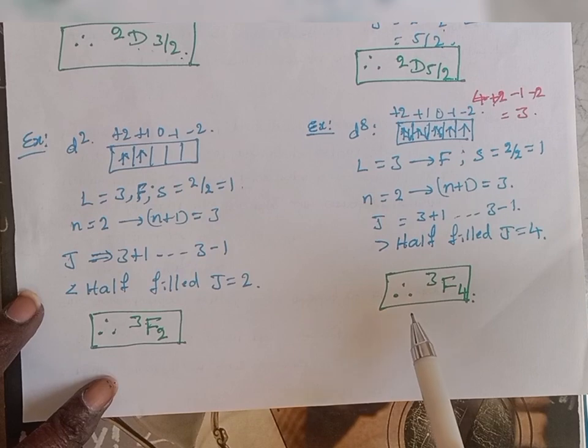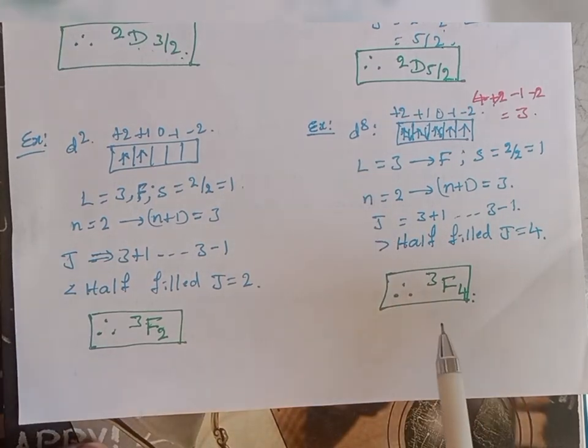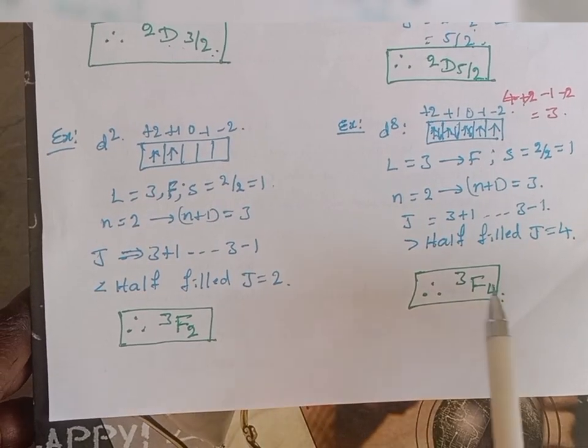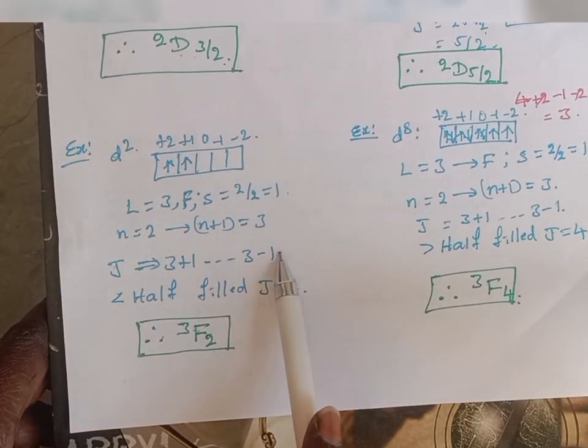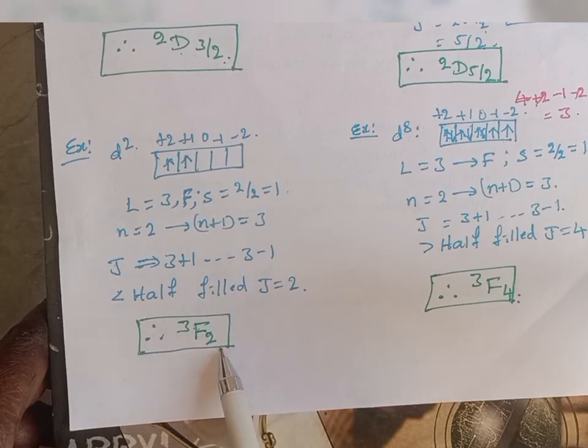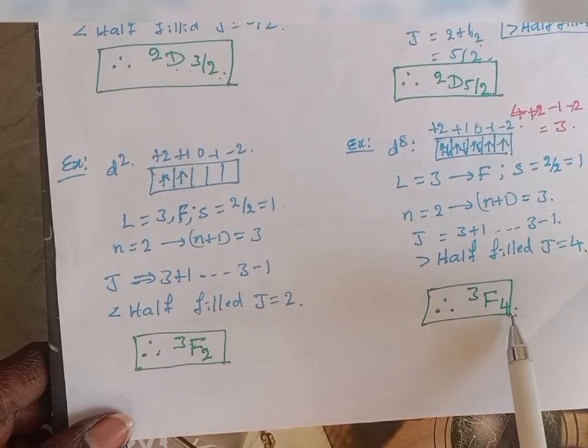Therefore, the resulting ground state term symbol for the D8 configuration is 3F4, whereas for D2, it is a less than half filled configuration, so we are considering the lowest J value, 3F2. For D8, the highest J value we are considering, so 3F4.